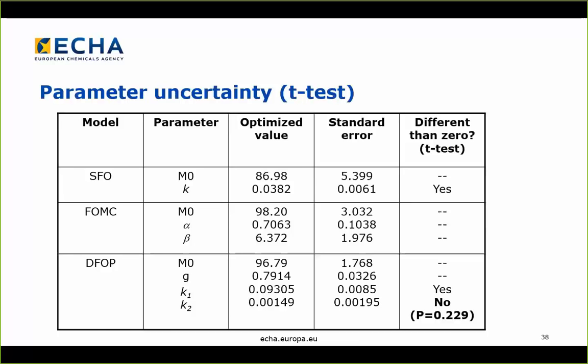The K1 rate constant, the fast phase rate constant, not surprisingly passes because it's a high number. The K2, the slow rate constant, fails the t-test. Your p-value is not less than 0.05, it's not less than 0.1, it's 0.229 here. So we failed our t-test on the K2 rate constant.